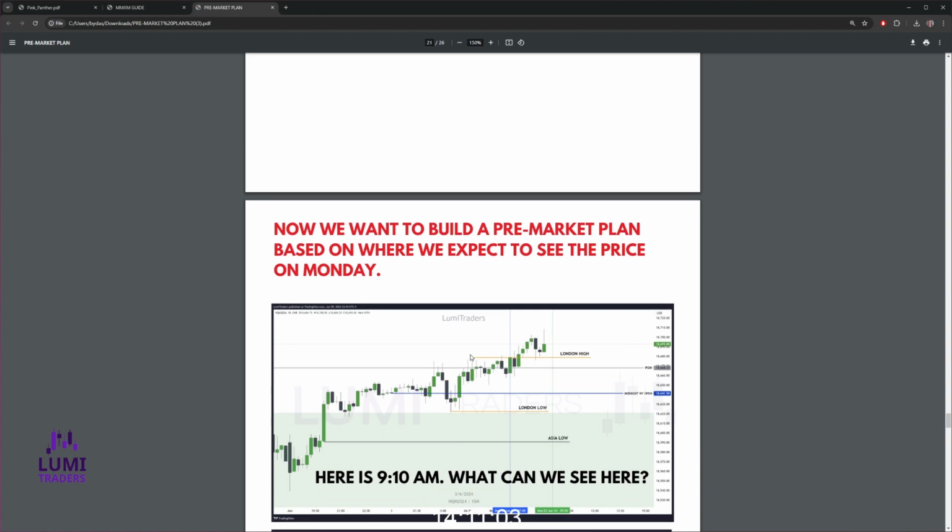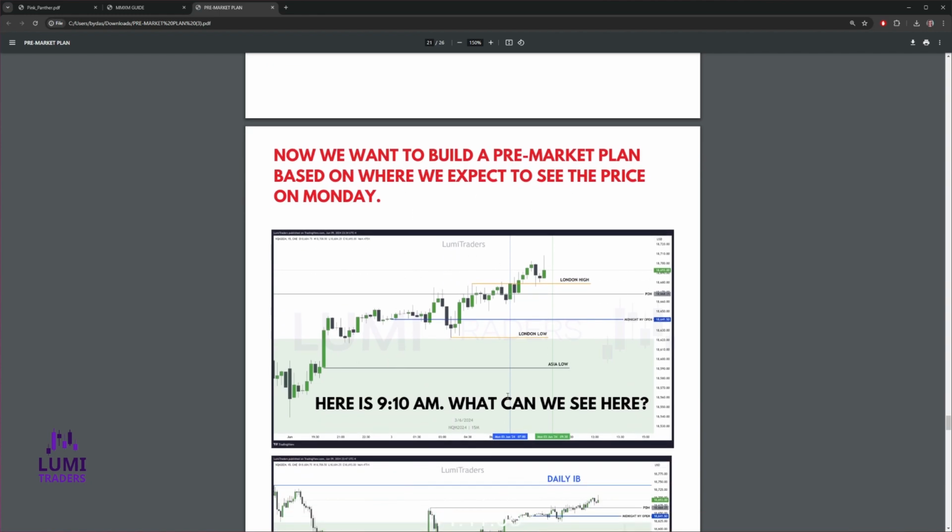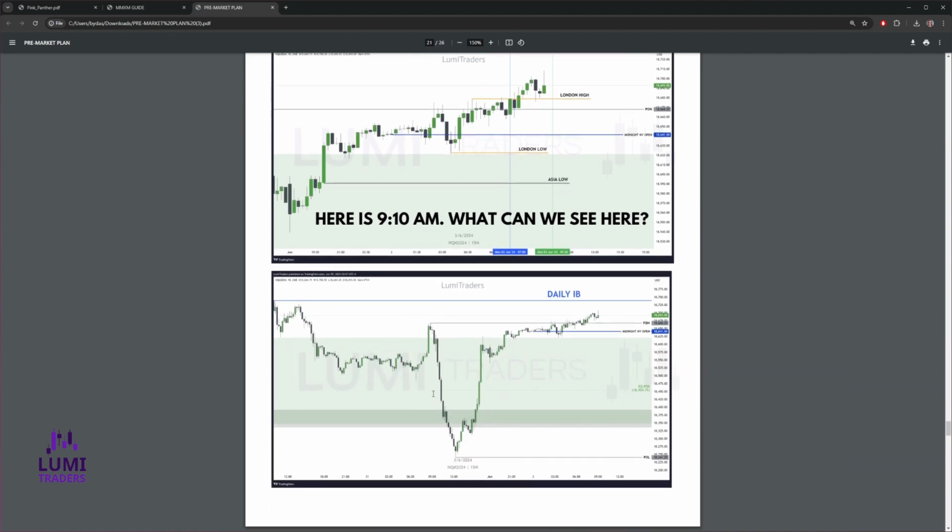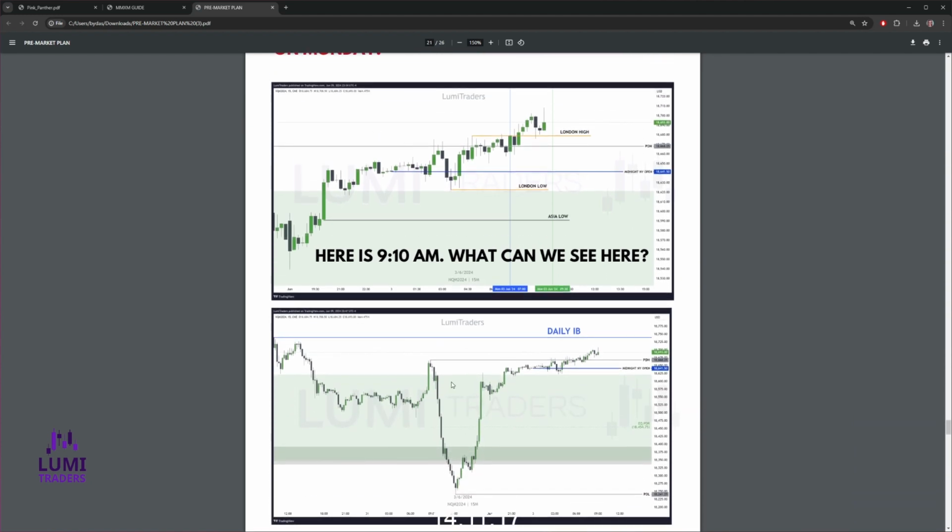Now we want to build a pre-market plan based on where we expect to see the price on Monday. Okay. Let's say you opened your chart at 9-10 a.m. What can we see here? Let me zoom out a little bit. Same 15-minute chart.